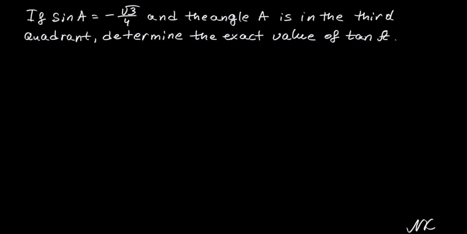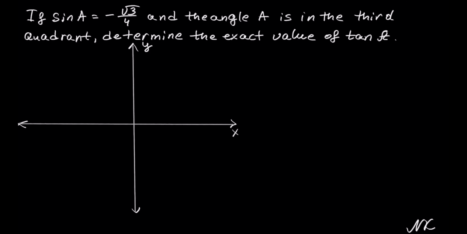Hello. If sine of A is equal to negative radical 3 out of 4 and the angle A is in the third quadrant, we need to determine the exact value of tangent of A. One way of doing this problem is to sketch the angle on x and y axes. So we are given that the angle A is in the third quadrant.